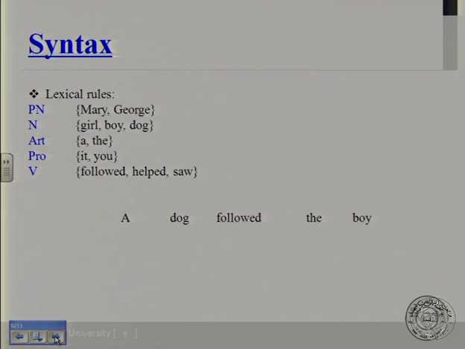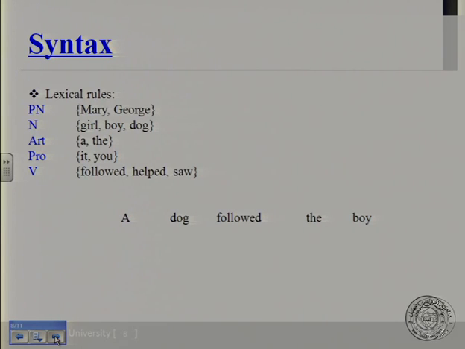Now, when I say proper noun, it could be any name, for example Ahmed, Mona, Mary, George. It is a noun called a proper noun, and normally the first letter is written as uppercase, a capital letter. The noun could be any common noun, like girl, boy, cat, dog, table, chair, and so on. Articles, we have three: a, an, and the. A and an are for indefinite, and the is for definite. Pronoun could be it, you, he, she, they, plural and singular. And finally, verb could be any verb.